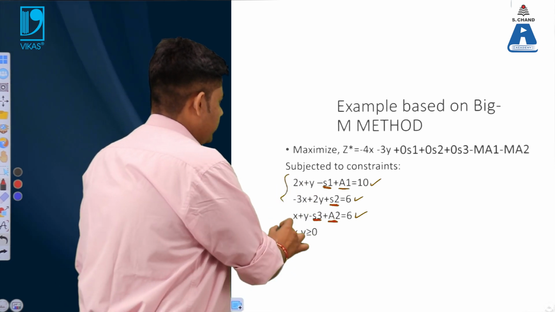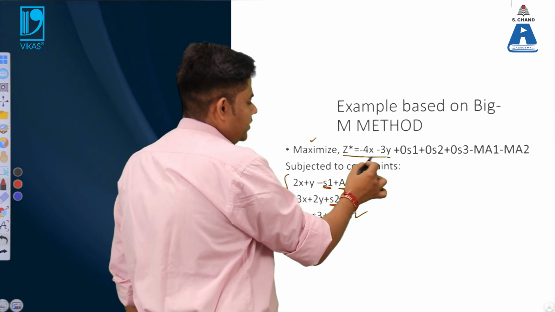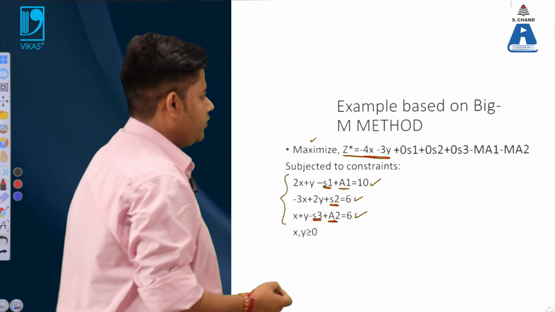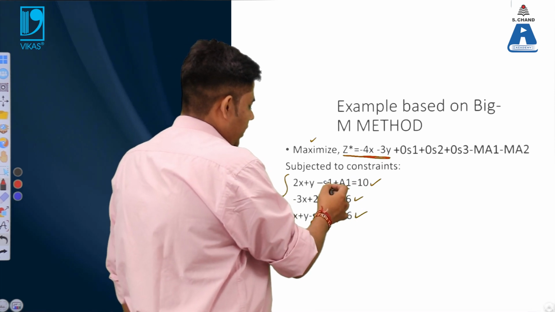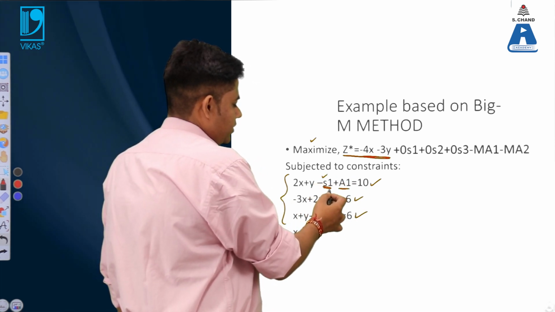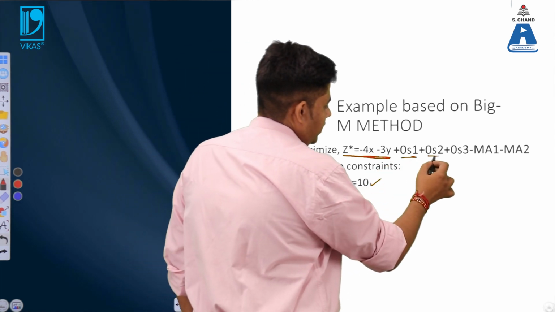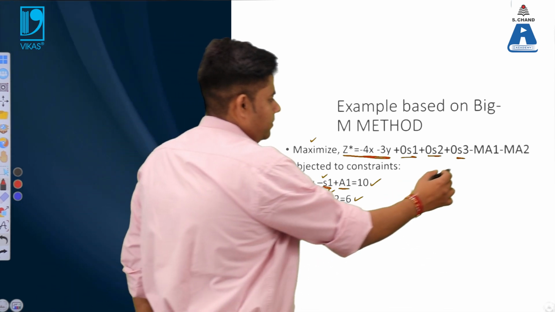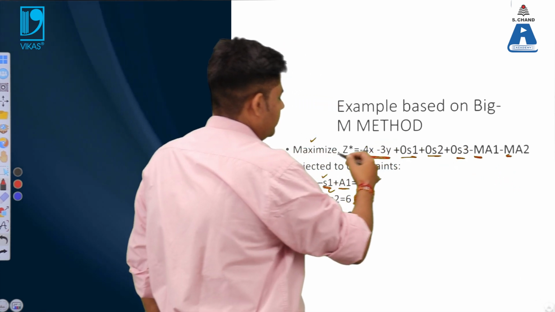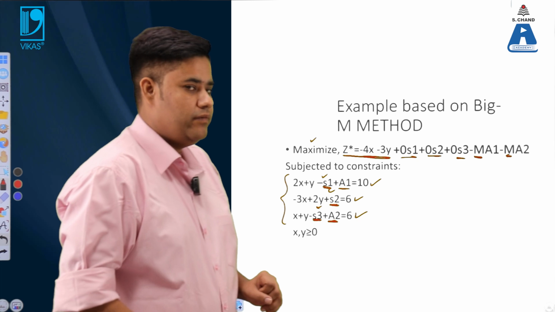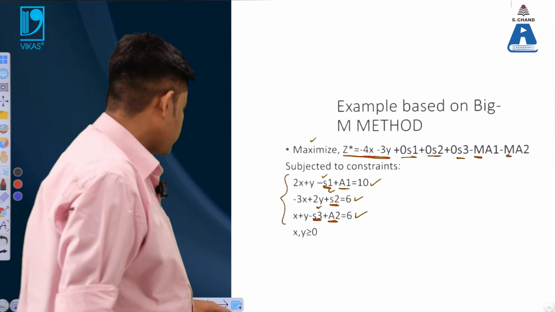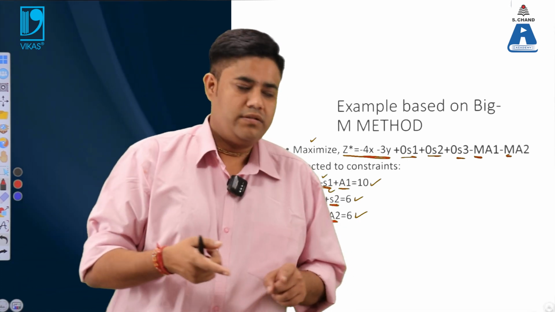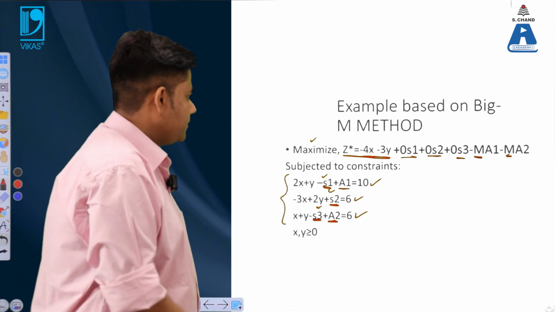Now what happens to the objective function? As I have told you, the objective function is of maximization type. In the next step, when we convert it into standard form, we look at all the S variables and multiply them with 0. Wherever there are artificial variables, we multiply them with M and subtract from the objective function, so I write minus M A1 and minus M A2 here. This itself indicates that this is the big M method, because we are using M with artificial variables. M is a very large quantity.